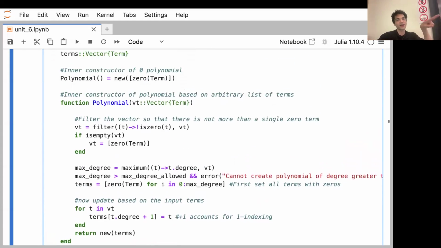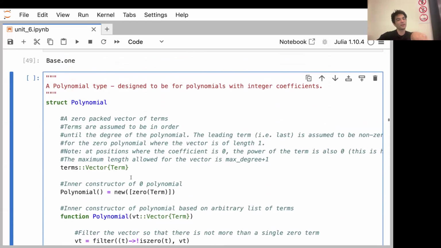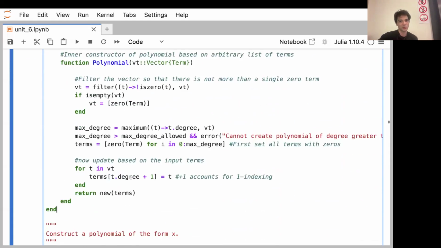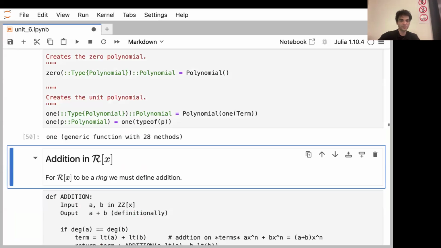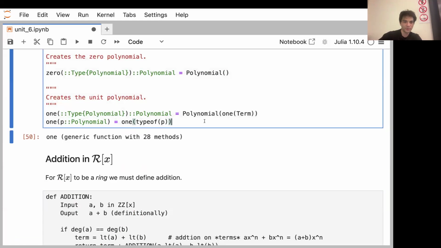Okay, so if we're not going to let users construct polynomials via this, how are we going to ask them to construct polynomials? So we're going to do something quite clever. I'm going to construct something called the x polynomial. And I'm going to say that x polynomial is the polynomial that has one thing in it. It's term 1, 1.